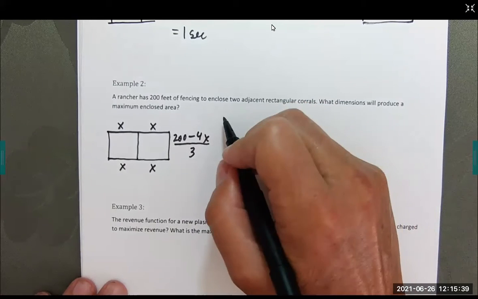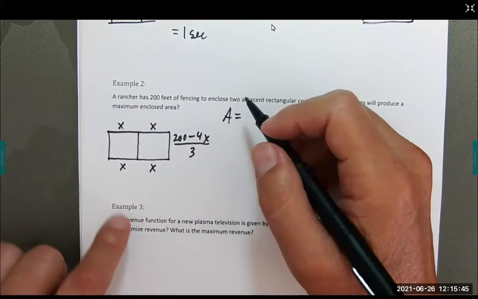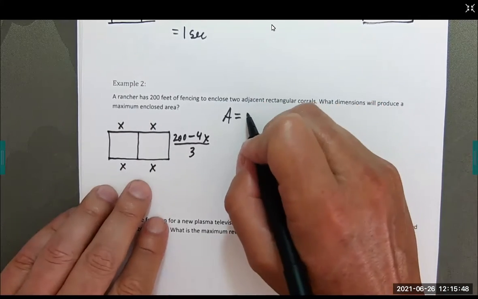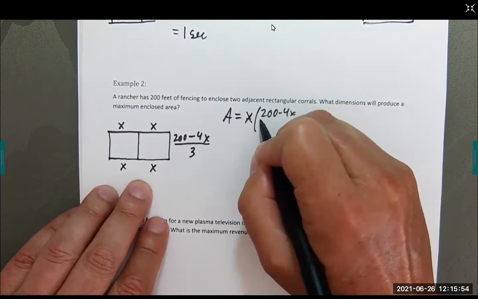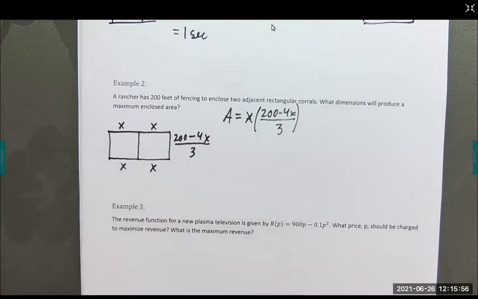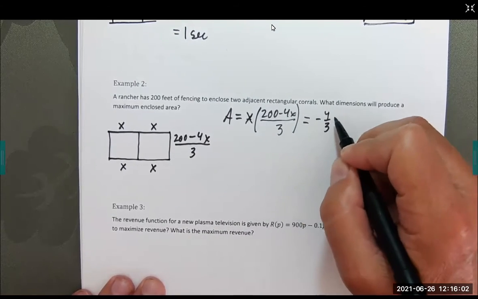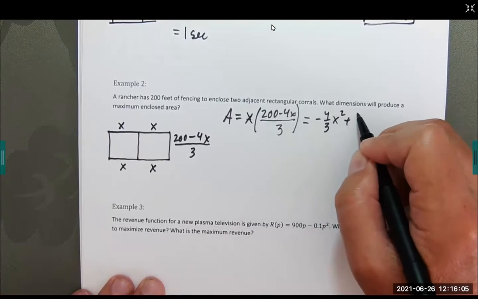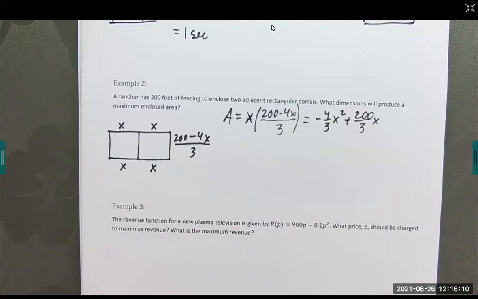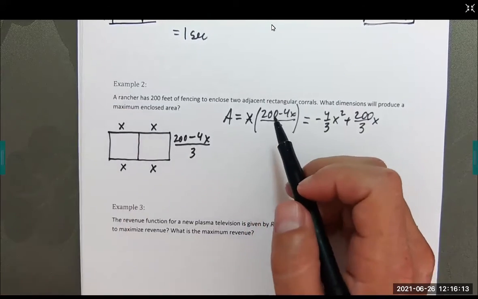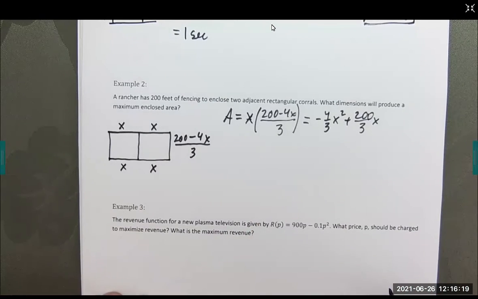An area, of course, is, and I'm just going to find the area of one of the corrals here. So that's going to be x times 200 minus 4x divided by 3. And we can rewrite that as negative 4/3 x squared plus 200 over 3x. So again, this is the area of just one of the enclosures, which is fine. And so we'll find the dimensions of just one of the enclosures.